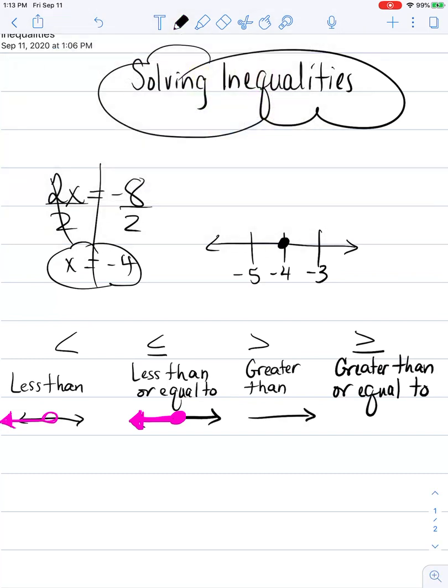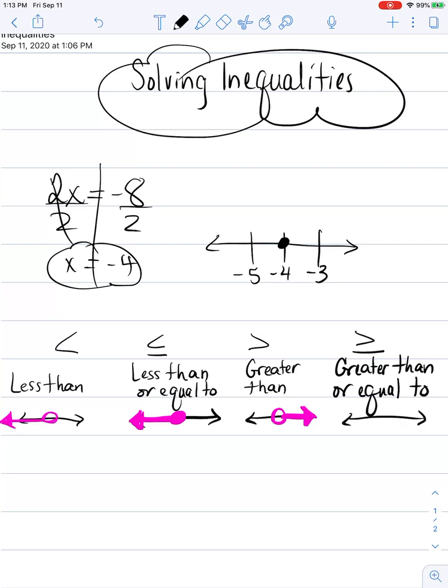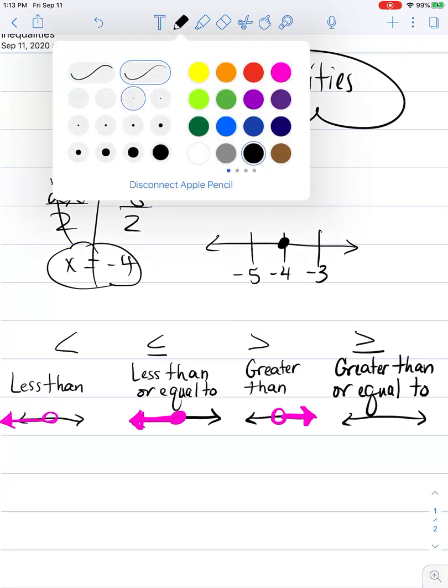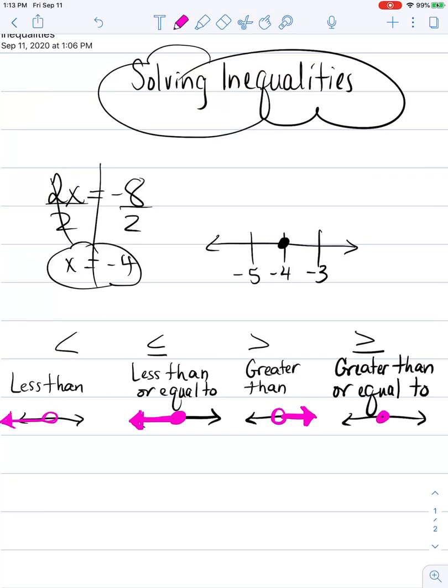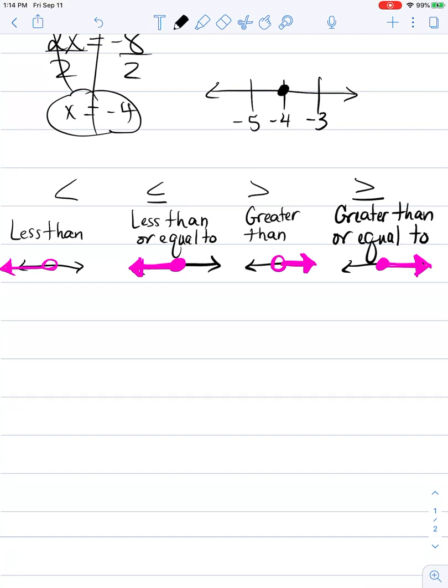If we simply have greater than, we would have an open circle, and we would shade the number line to the right because to the right is greater than. And finally, for greater than or equal to, you would plot a closed circle because that number is part of the solution set, and then you would shade all the values to the right. Then to actually solve these inequalities, you follow the same exact steps that you would use for solving equations.